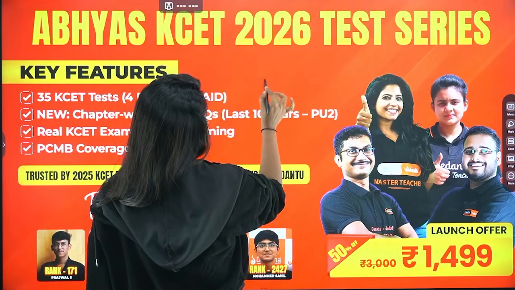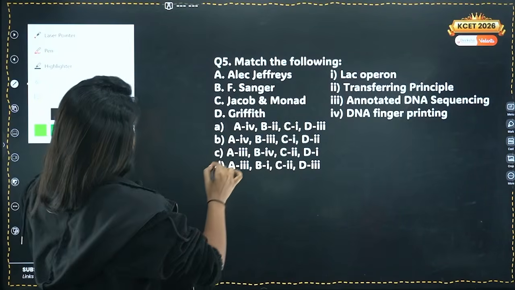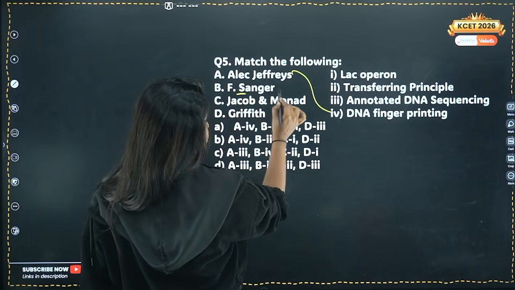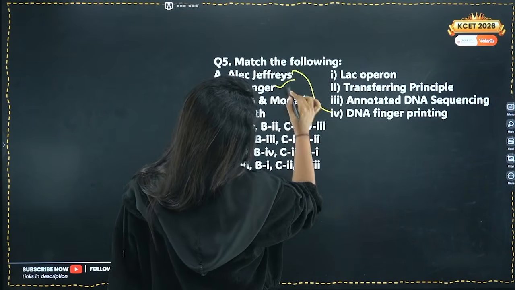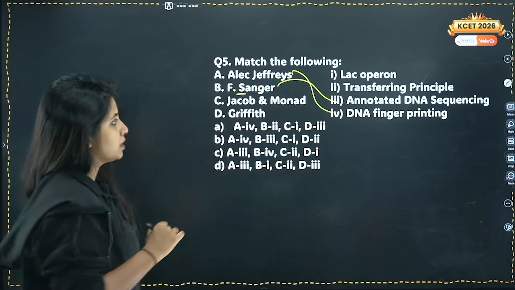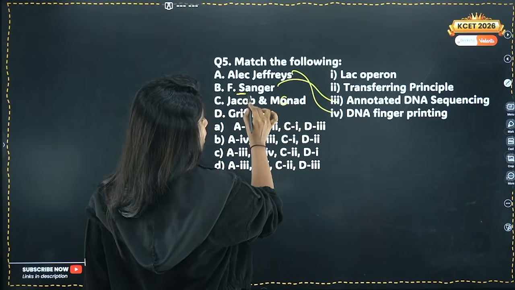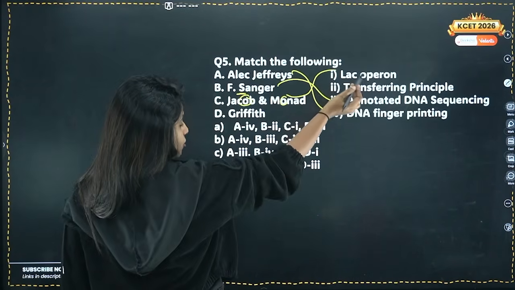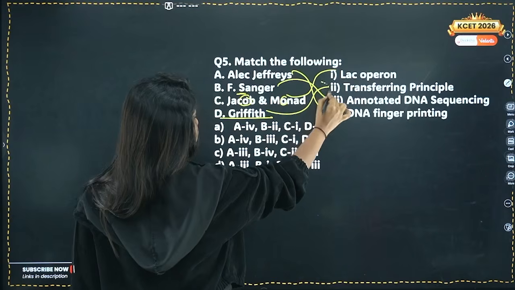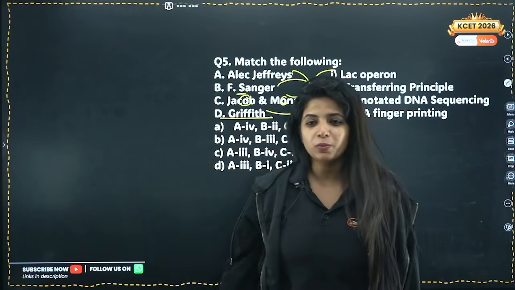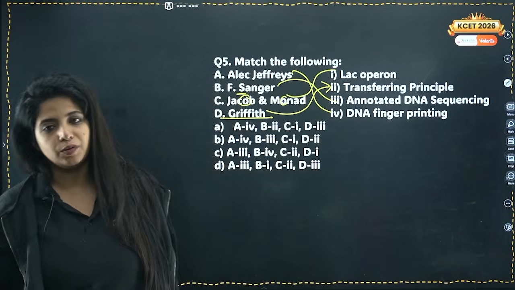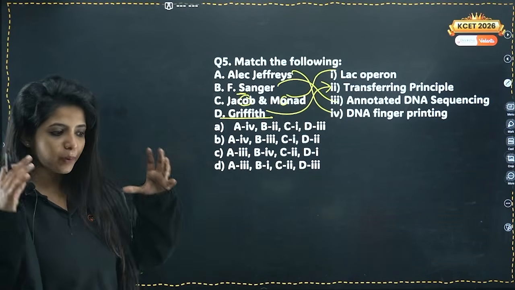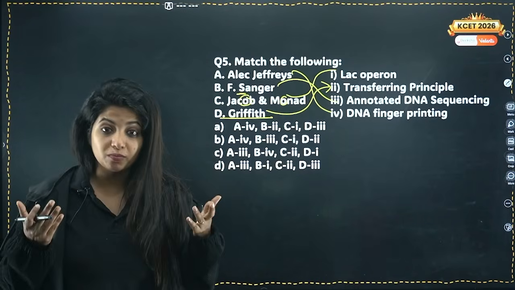So Alec Jeffrey, FF is there, okay? Basically, he was the person who went with DNA fingerprinting. F. Sanger has an S over here, and this S is for DNA sequencing, annotated DNA sequencing. Jacob and Monod, both of them have O in it, so it is lac operon, also starting with O. Operon all starts with O. And Griffith, my dear children, we all know he did the transforming principle experiment with the little mice and Streptococcus pneumoniae. This is how I generally tend to remember, but yes, if you have the time and space to remember it as such, please go ahead and remember it like that.